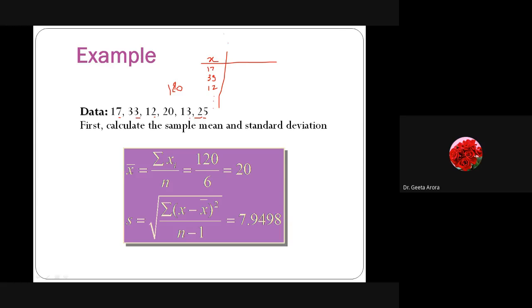The next step is to find the difference between the values and the mean, meaning x minus x bar. Now, as we have calculated, x bar is coming as 20. So here what we have to write down is the difference of each value from 20. So it is 17 minus 20, which gives me minus 3. Then 33 minus 20 is plus 13. 12 minus 20 is minus 8, and so on.